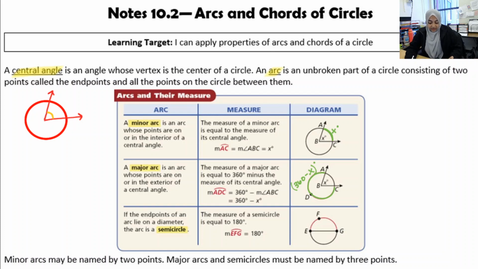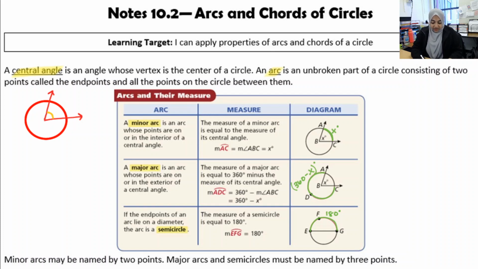And finally, if the endpoints lie on the diameter, the arc is a semicircle. So notice that I have a diameter right over here, EG, that intersects the center. So arc EFG is a semicircle, and since it's a semicircle, it is 180 degrees. Okay, because we know that lines are 180 degrees.